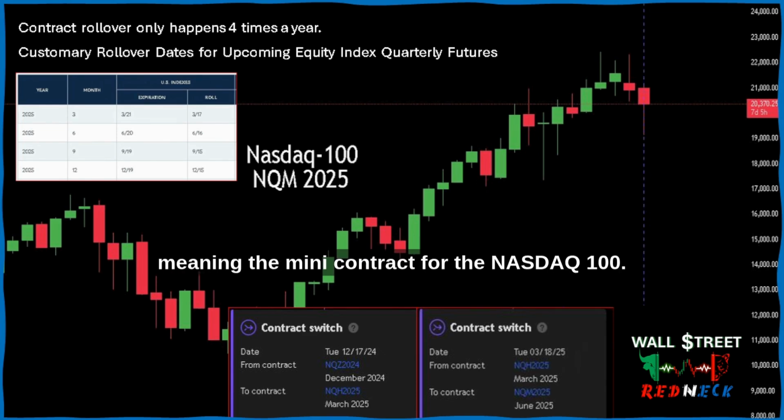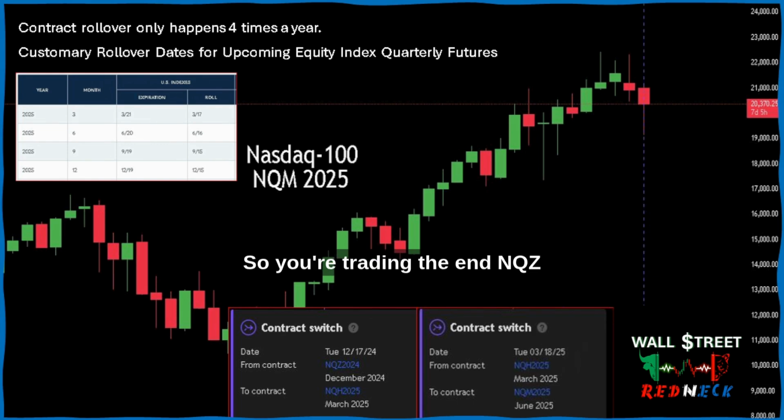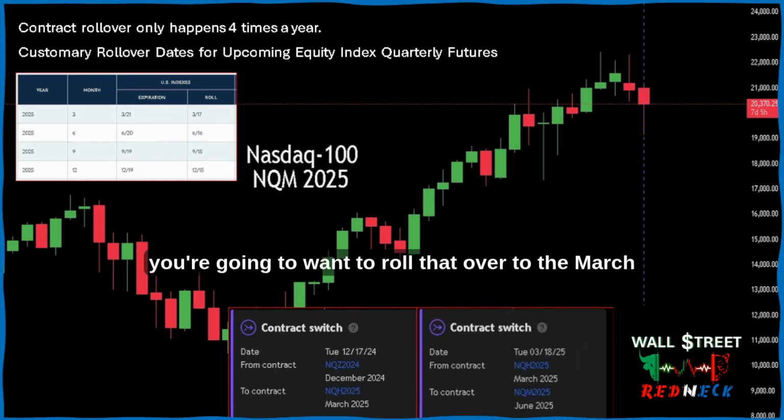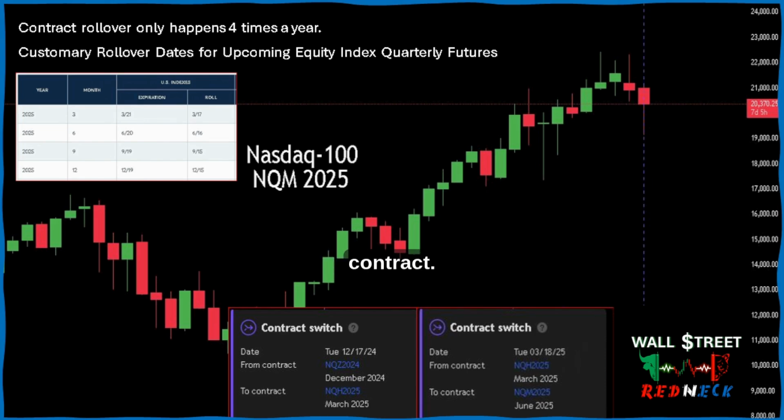So if you notice on the bottom left, it shows you in December, that contract was NQ, meaning the mini contract for the NASDAQ 100. The most forward contract at that point was Z. So you're trading the NQZ 2024 all the way through around December, and it shows December the 17th. You're going to want to roll that over to the March contract.